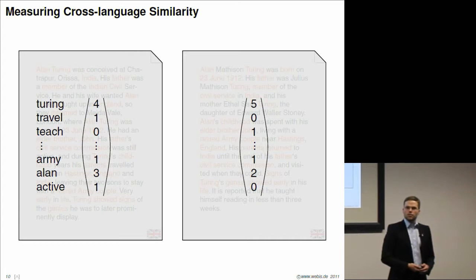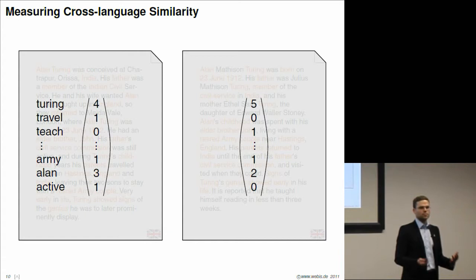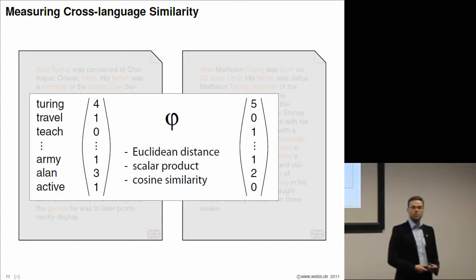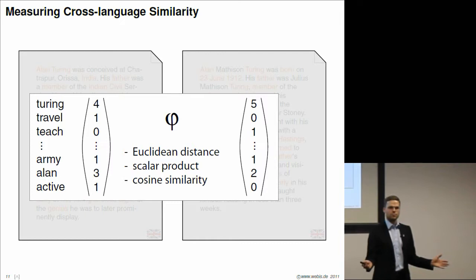Now, since we interpret these structures as vectors, we can treat them with standard vector mathematics. And we can compute similarities of vectors by computing the Euclidean distance, by computing the scalar product of the vectors, or by computing the cosine similarity. The latter is most usually used in information retrieval. What we get is a value between 0 and 1, where 0 denotes absolutely no similarity between the two documents, and 1 denotes a maximum similarity, whatever that means.